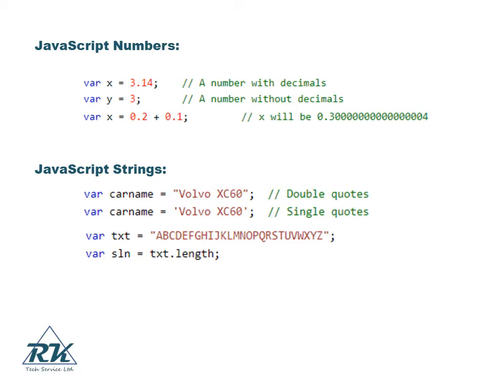JavaScript strings. Strings store text. Strings are written inside quotes. You can use single or double quotes. The length of a string is found in the built-in property length. Here we have some examples of JavaScript strings.